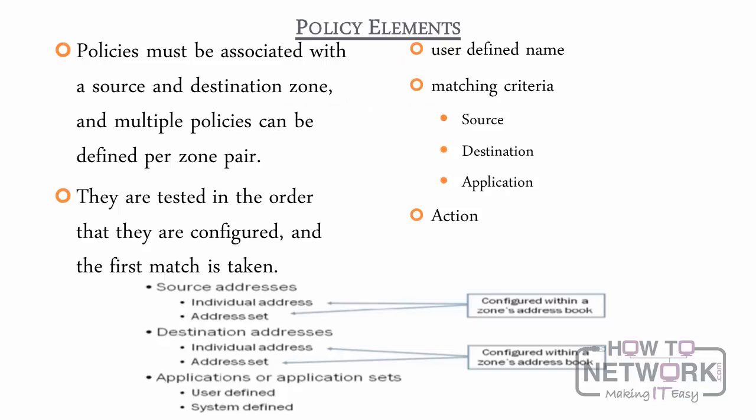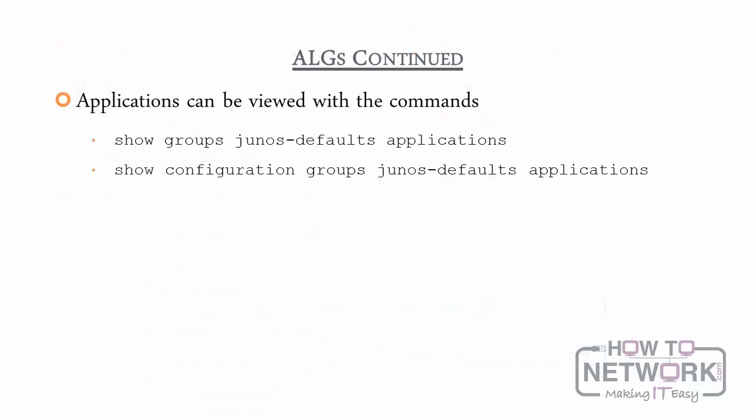They can also be used to enforce IDP and UTM policies. Matching criteria can consist of one or more source, destination, and application definitions. Each of the three elements must be in the policy. Address book entries make it easier to specify source and destination addresses.